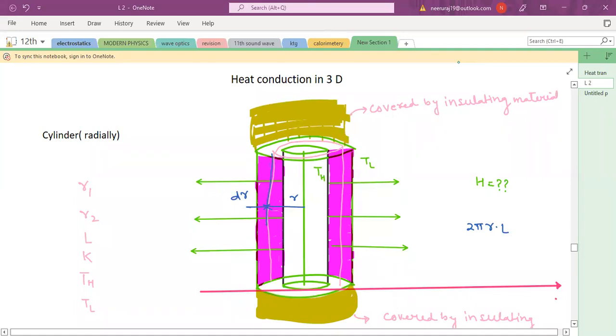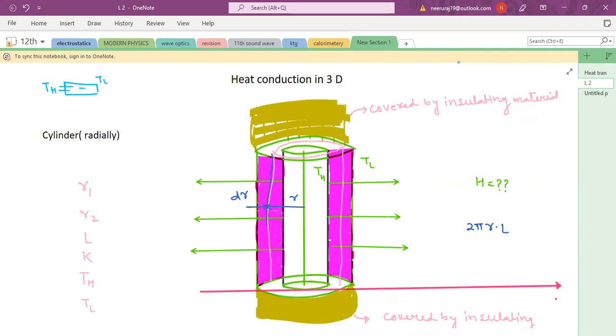Now next, what we need to do, heat conduction in 3 dimensions. Till now we have seen heat conduction in 1 dimension. So till now in all the questions, this was the rod, and this side temperature is T high and this side temperature is T low. So heat was flowing like this. So this was a heat flow in 1 dimension. Now this is the heat current in 3 dimensions.